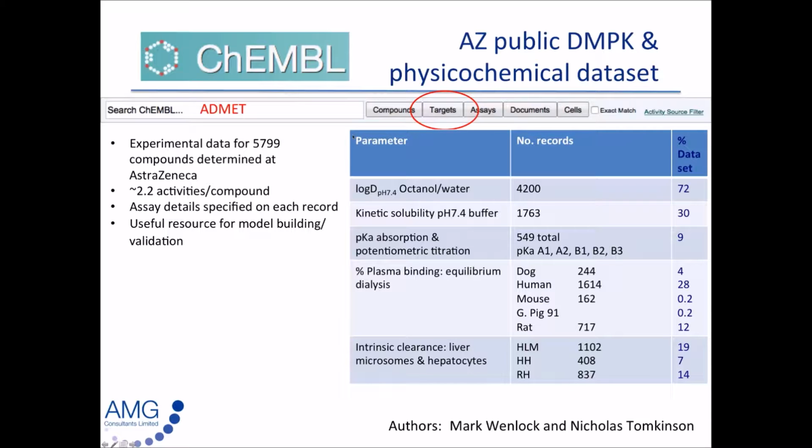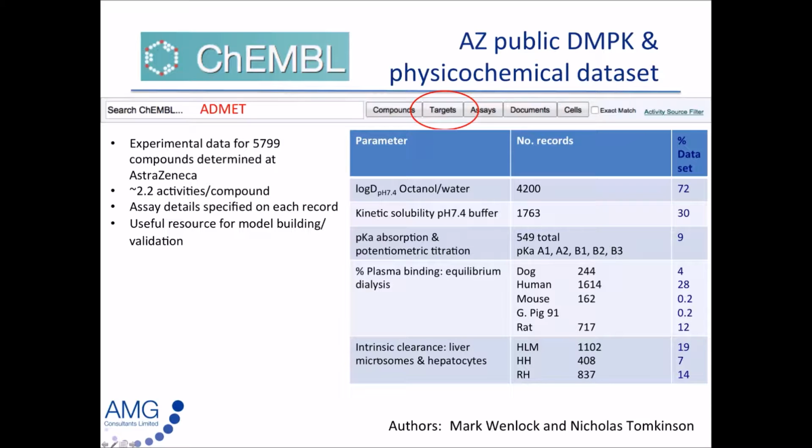The alternative way, and somewhat quicker way, is probably just to Google AstraZeneca DMPK set and ChEMBL. And that is actually the easiest way of getting to this. And then you will find that there is a large data set with data on log-Ds, solubilities, pKa's, and some in vitro plasma binding and intrinsic clearance information.